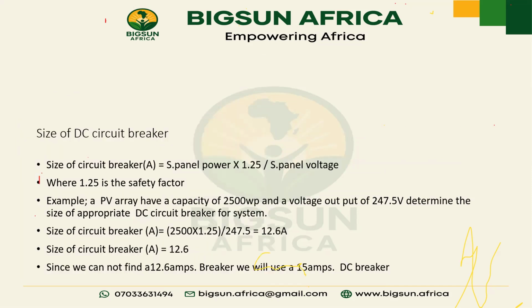Let's take the size of the DC circuit breaker. I want us to understand that this safety factor can be either way. Some people use 1.25, some people use 1.3, some people even use 1.5, but that's on the higher side. But it's always between 1.2, 1.25 and 1.3. If you use anything from 1.2 to 1.3, you are safe.